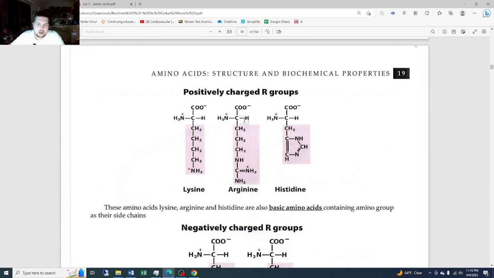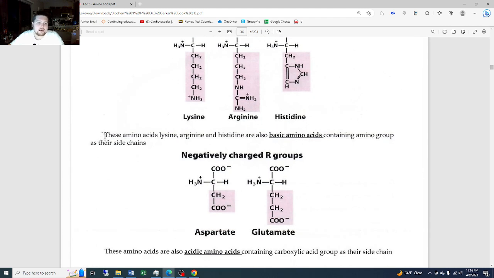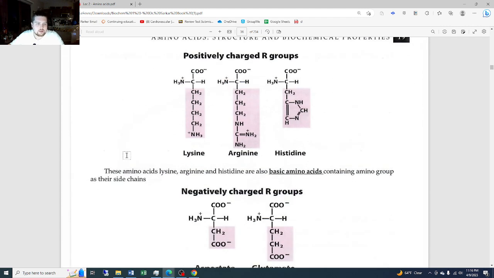Positively charged R groups: lysine, arginine, and histidine. These amino acids, lysine, arginine, and histidine, are also basic amino acids containing amino groups as their side chains. So you can see those amino groups within their side chains all through here.